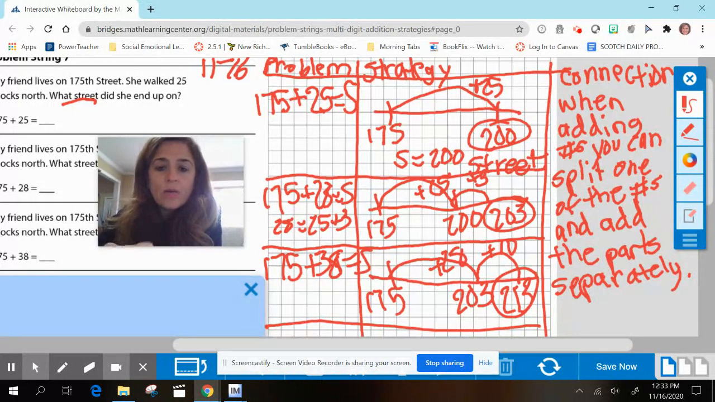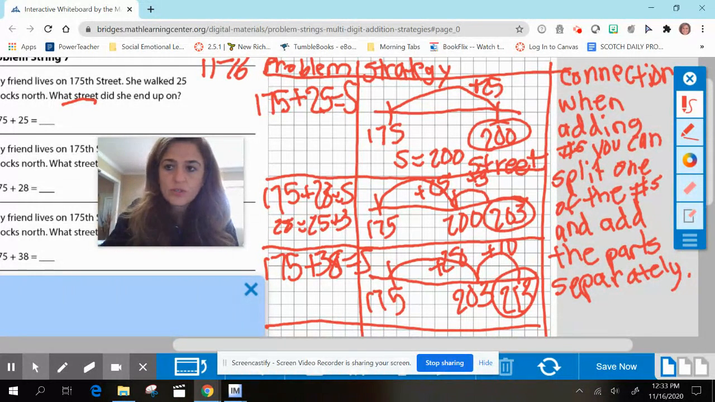You saw how in 175 plus 28, we didn't have to do 175 plus 28 directly. We knew that 25 and 75 make 100. So we took that 28 and broke it up into 25 and 3. So that way 175 plus 25 gives you 200. And 200 plus 3 is way easier than 175 plus 28. Does that make sense? Sweet.